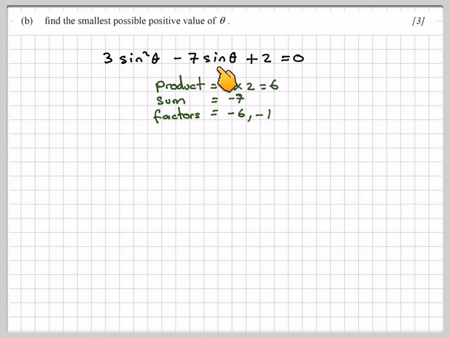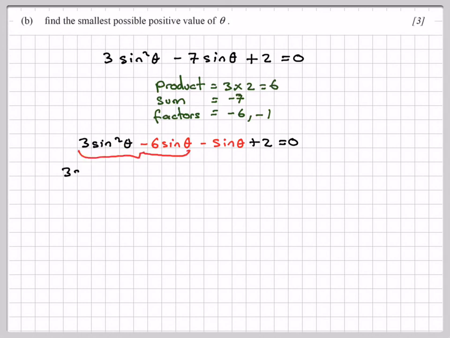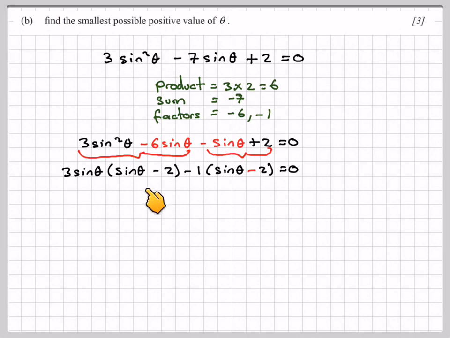So we will write this up and we'll split the middle term up. So we've got 3 sine squared theta minus 6 sine theta minus sine theta plus 2 is equal to 0. Factorize by grouping. So we're going to get 3 sine theta brackets sine theta minus 2, minus brackets 1 times sine theta minus 2, is equal to 0. This now is a common factor, so this can now come out. So we've got (sine theta minus 2) and (3 sine theta minus 1) is equal to 0.